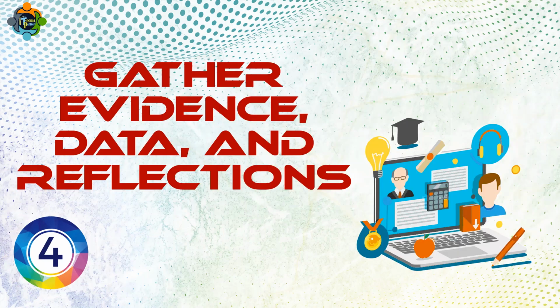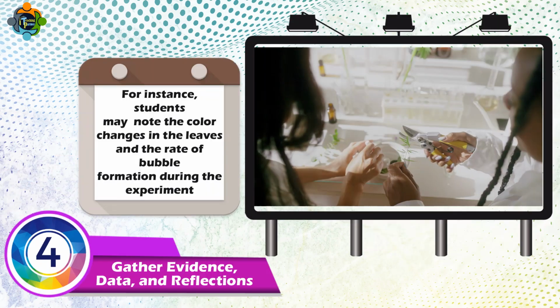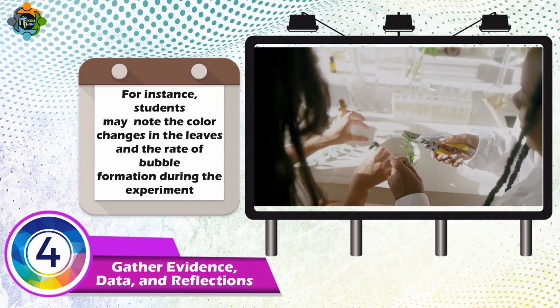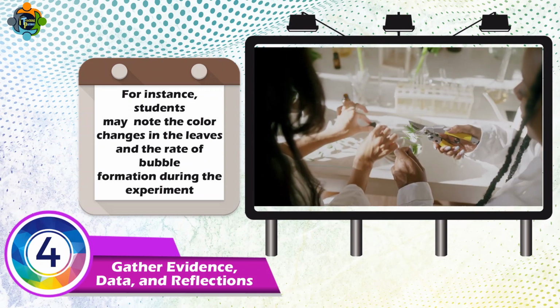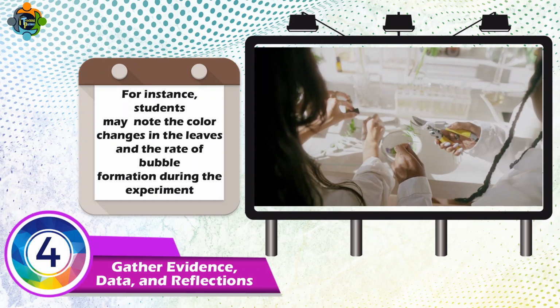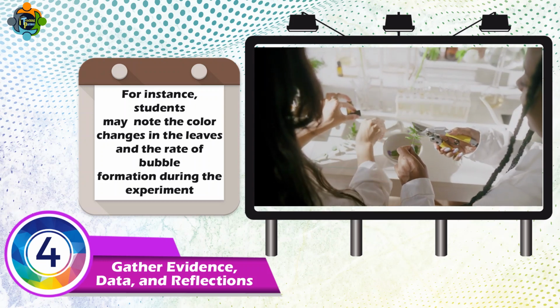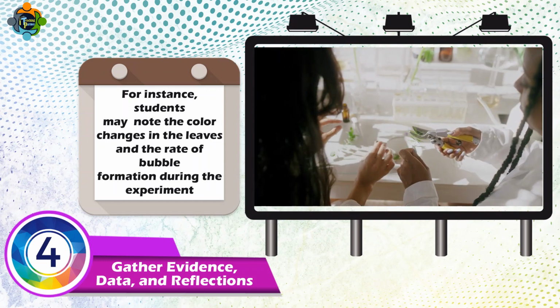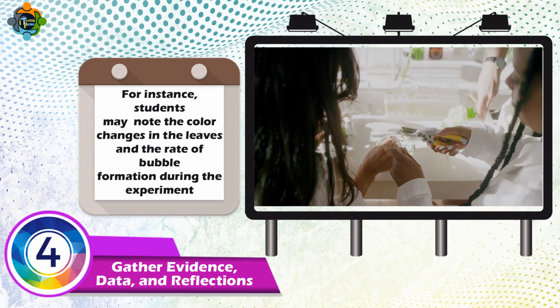Stage number 4. Gather evidence, data and reflection. Here we collect students' lab reports and their reflections on the experiment. For instance, students may note the color changes in the leaves and the rate of bubble formation during the experiment and reflect on how these observations relate to the concept of photosynthesis.